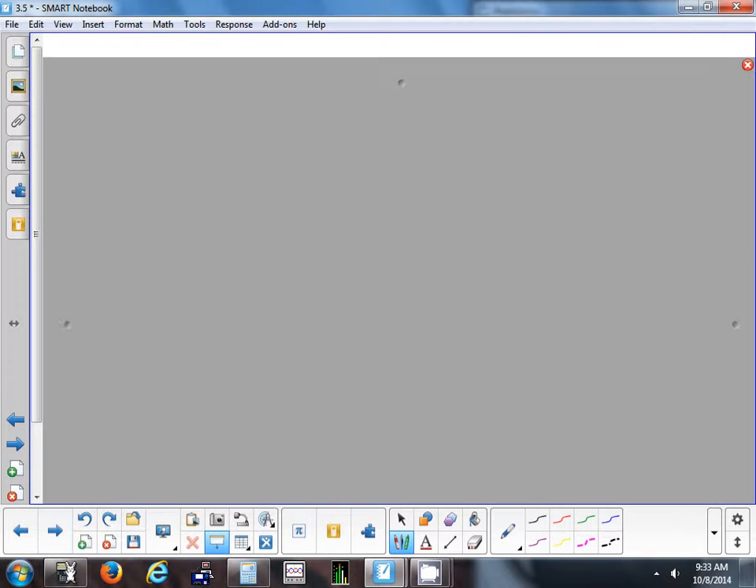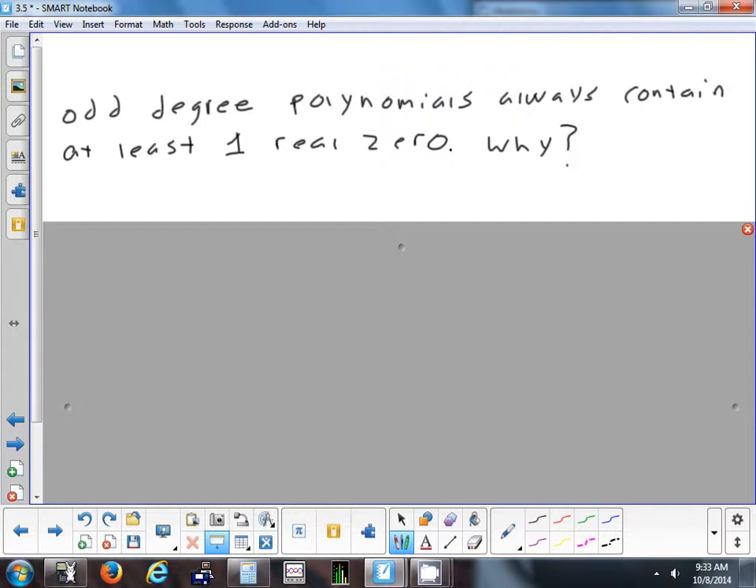Okay, so the next thing is this kind of just thinking question. It says odd degree polynomials will always contain at least one real 0. Guaranteed. Every time. You'll always have at least one real 0 if your polynomial is an odd degree. Why? That's not true if it's an even degree. Could be true. Doesn't have to be if it's even.